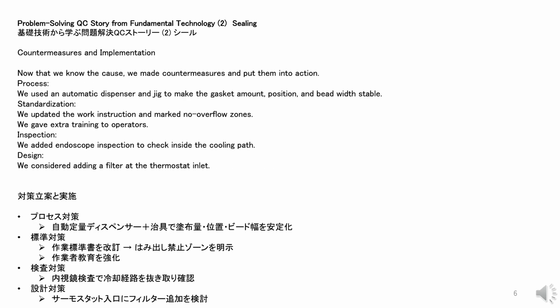Countermeasures and implementation. Now that we know the cause, we made countermeasures and put them into action. Process: we used an automatic dispenser and jig to make the gasket amount, position, and bead width stable. Standardization: we updated the work instruction and marked no-overflow zones. We gave extra training to operators.